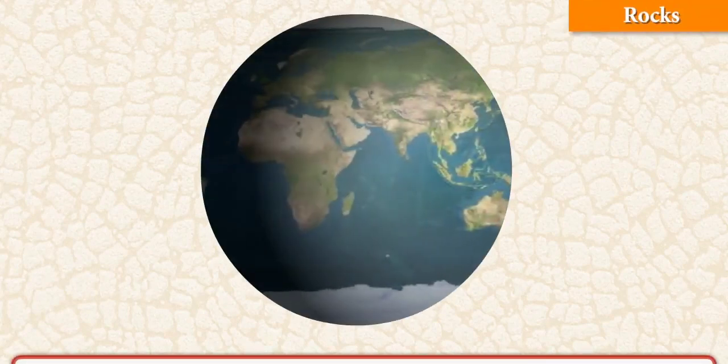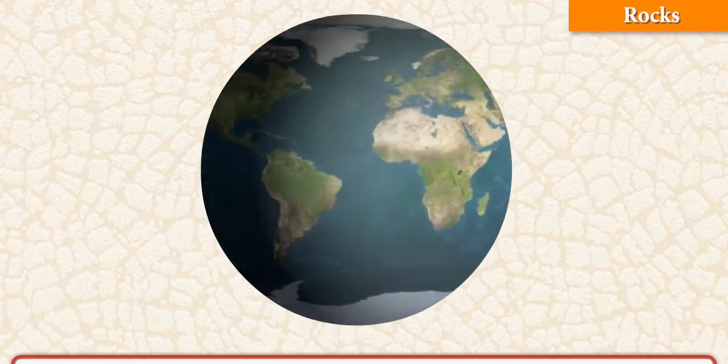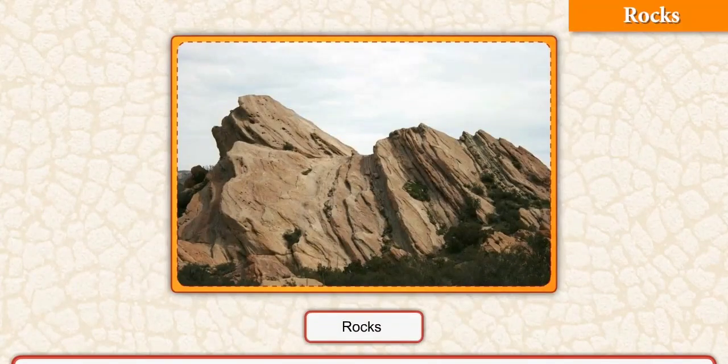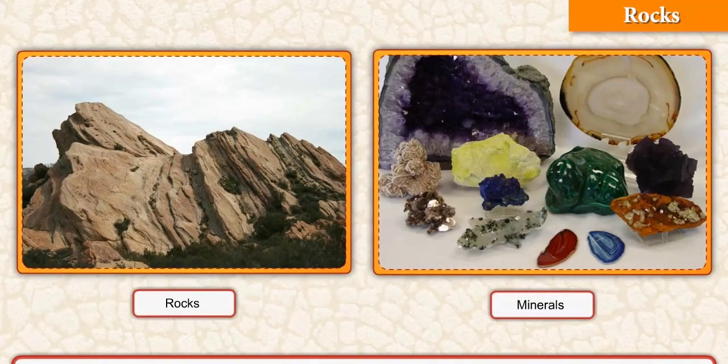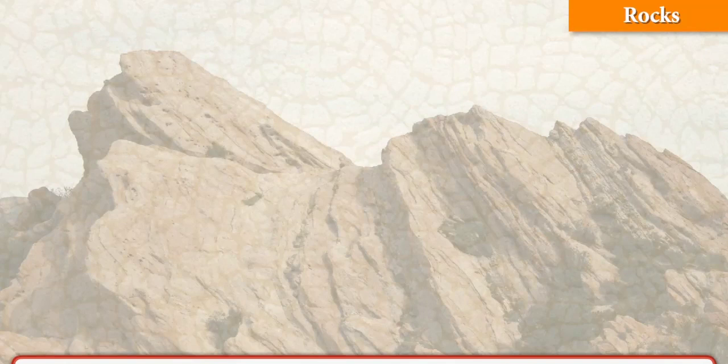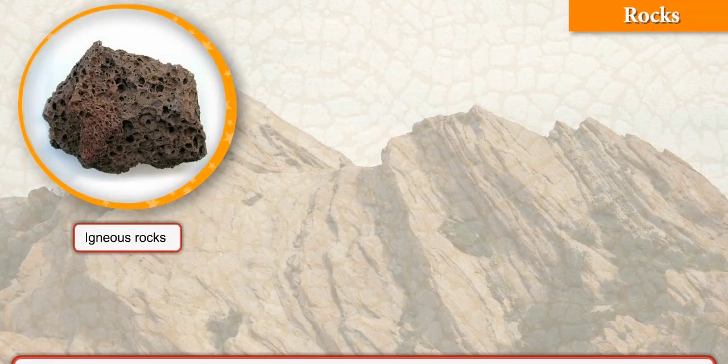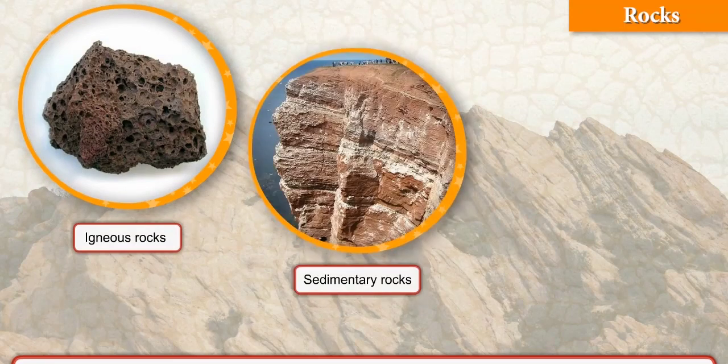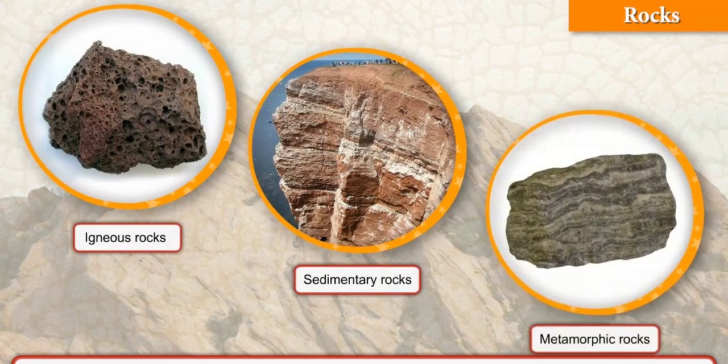Types of rocks. Our earth is made up of rocks and soil. Rocks are made of minerals. Rocks and minerals are used for various purposes. There are 3 types of rocks on the basis of their formation: igneous rocks, sedimentary rocks, and metamorphic rocks.